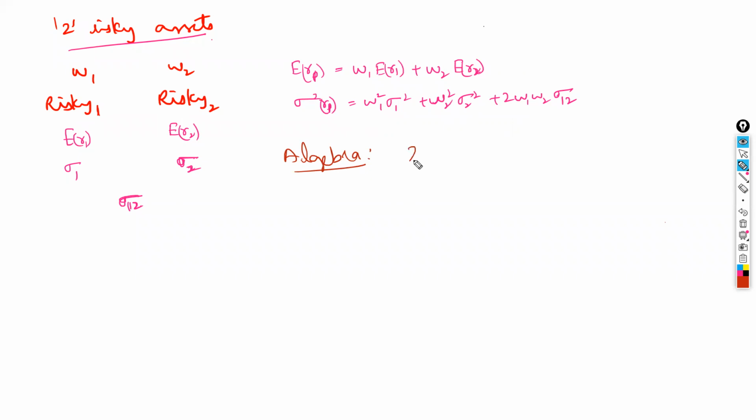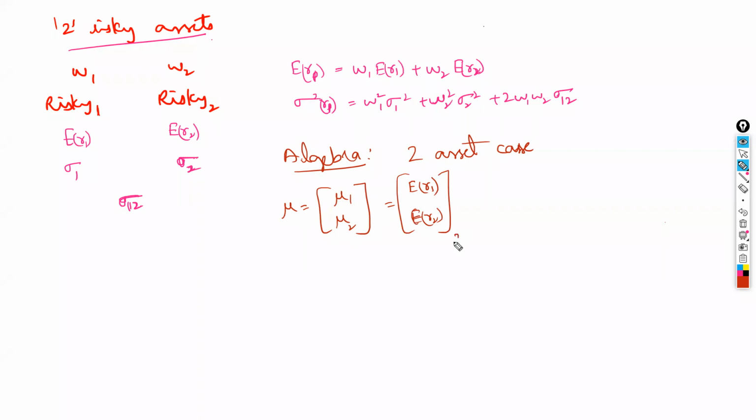And if you have a 2 asset case, you write mu, which is equal to mu1 and mu2, which is expected return of 1 and expected return of 2. This is of size 2 by 1, means 2 rows, 1 column. If I have n assets, this becomes n by 1. N rows, 1 column. Simple.